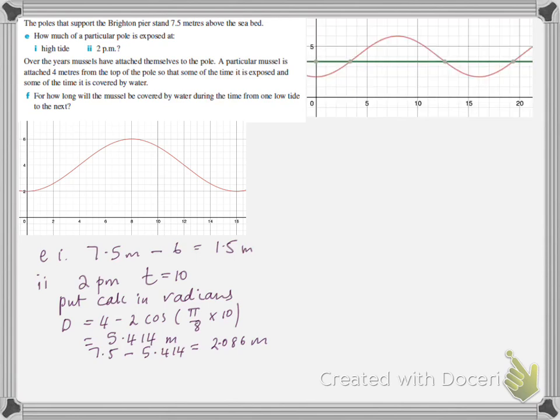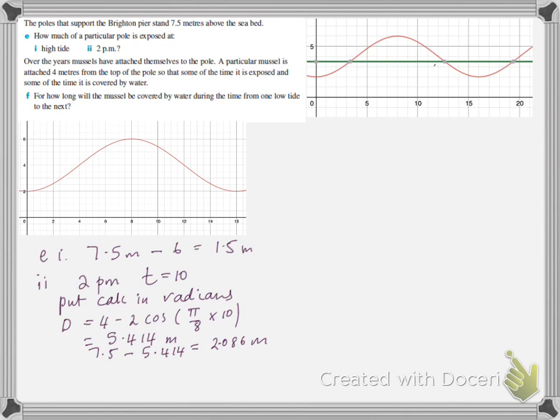Part F, we're told that a particular muscle is attached 4 metres from the top of the pole. So we have to find the time that it's covered by water. I've just put this sketch here from Desmos. So this line, you can't see it clearly, but it's at 3.5 metres. If the pole's 7.5 metres and the muscle is attached 4 metres from the top, then it's going to be at a depth of 3.5 metres.